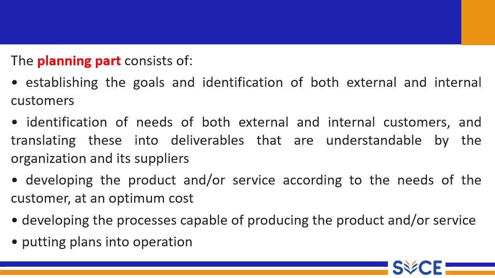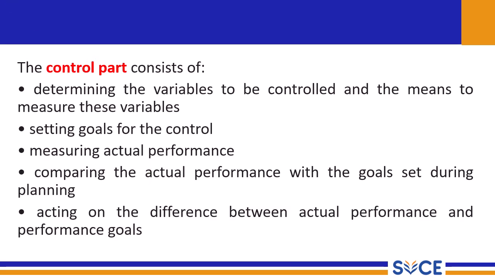Then putting plans into operations. The control part consists of determining the variables that need to be controlled and the means to measure these variables, setting goals for the control, measuring actual performance, comparing actual performance with the goals set during the planning part, and acting on the difference between actual performance and performance goals. So the control part means that we monitor the project, set some goals, and check whether they have been attained or not. We compare the actual performance with the planned performance. That is the role of the control part.